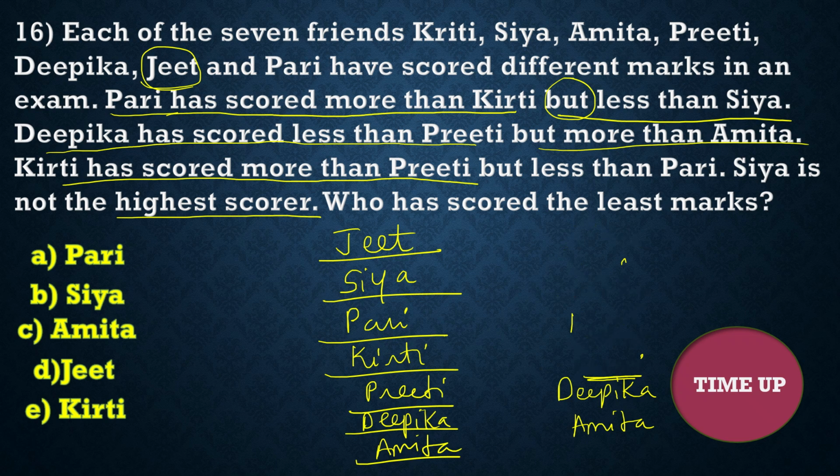Correct? Now answer what they've asked. Who has scored the least marks? Amita. Amita has scored the least marks. C is the correct option.